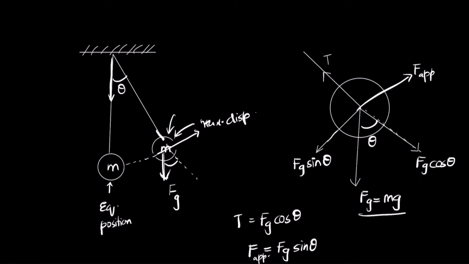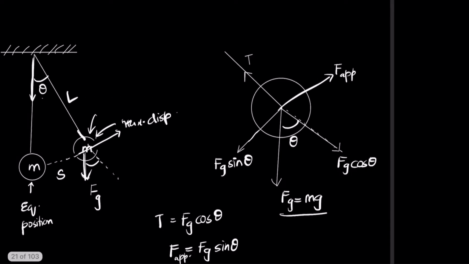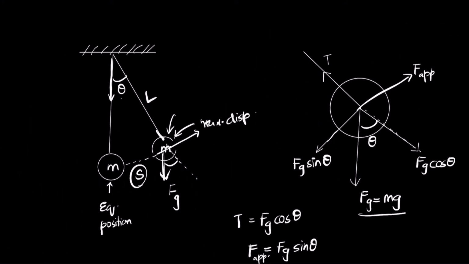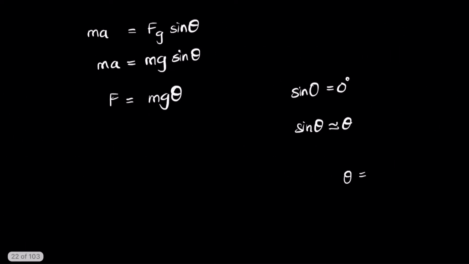Now we have theta, so this is the arc length. The arc length is displacement S, and let's consider the length of the pendulum L. The angle is arc by radius. So we know that angle theta is the arc, here S, over the radius, L. So let's call S as X right here. So theta becomes equal to X by L. So F becomes equal to mg times X over L.